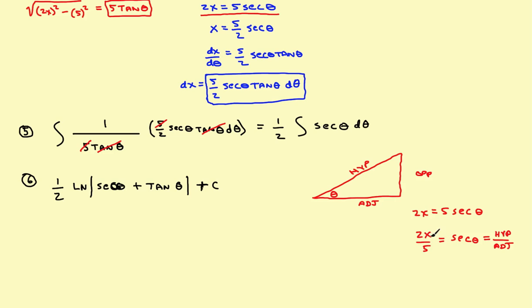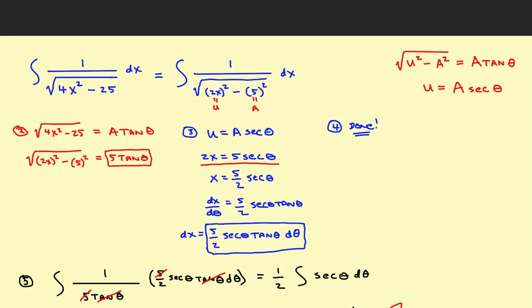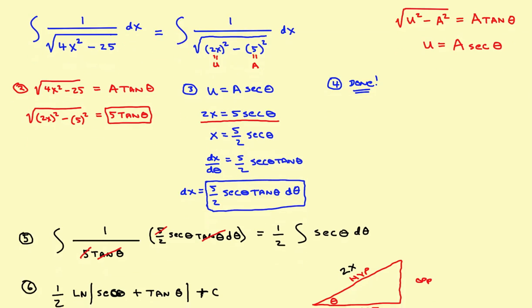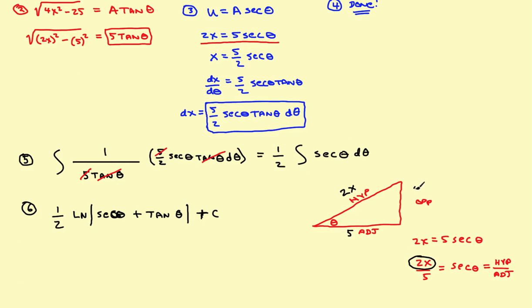So what you know is that the hypotenuse is 2x, so go ahead and put a 2x on this side. And you know that the adjacent is 5, so put a 5 down here. And just like in those previous problems, the remaining side is whatever that original square root was. The original square root was the square root of 4x squared minus 25. So this remaining side will be the square root of 4x squared minus 25. Now you've got all three sides of your triangle.